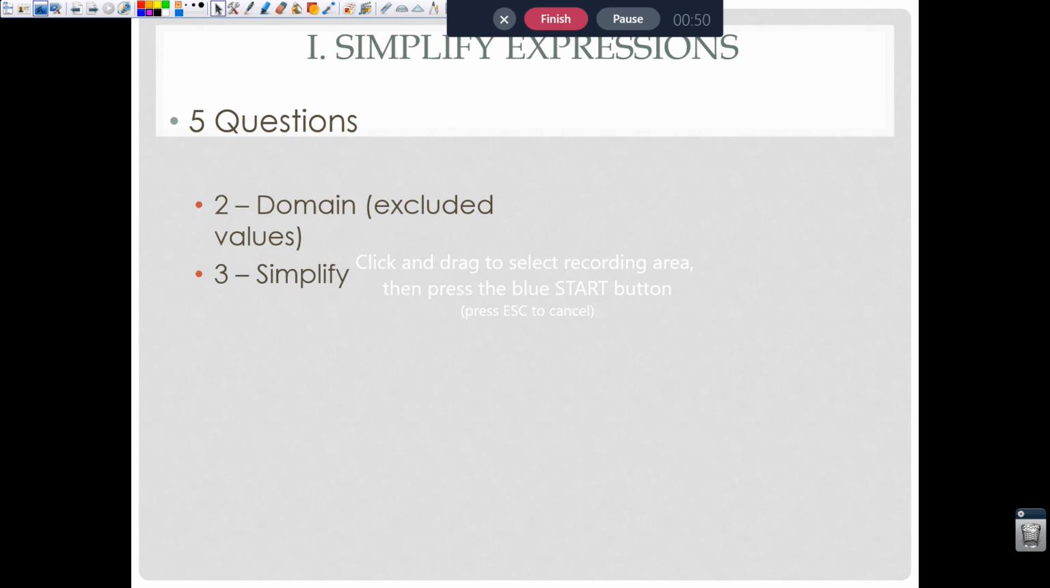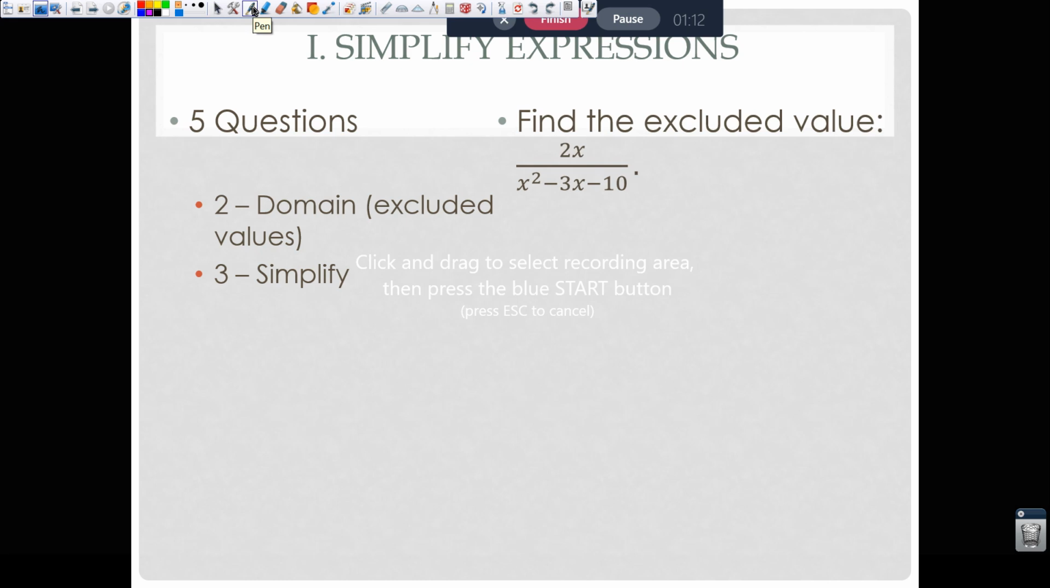Okay, let's look at some examples. So this one says to find the excluded value. So the excluded value, or the domain, is the value which would make this equation not true. It wouldn't work. So we need to set our denominator equal to 0 and solve. I am only looking at the denominator. So I'm looking at x squared minus 3x minus 10.